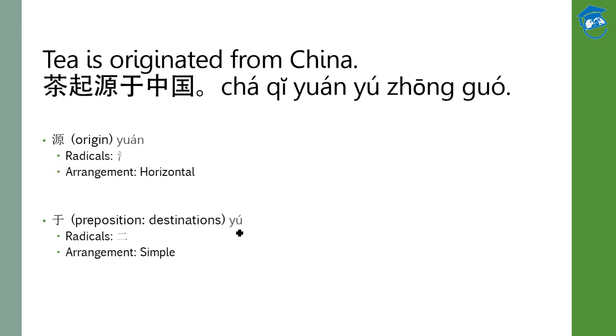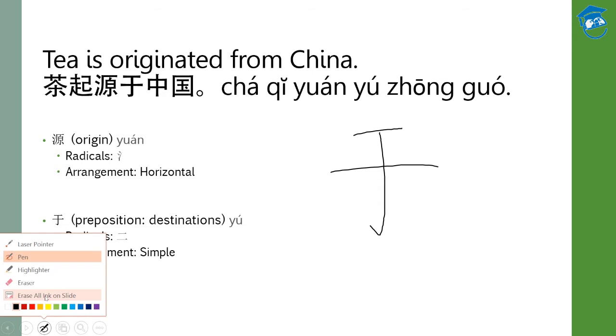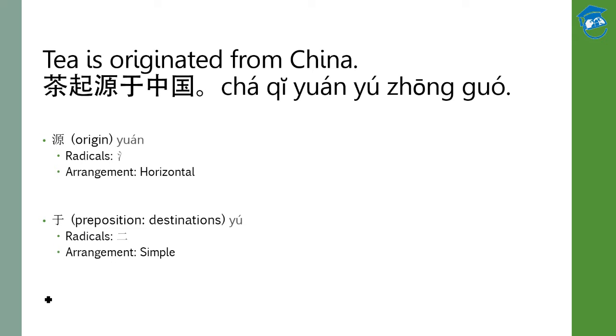This is the pinyin yu, and the radical is this one, and so the arrangement is simple. Let's look at how to write yu. 3 strokes for this word, yu. The whole sentence, 茶起源于中国.